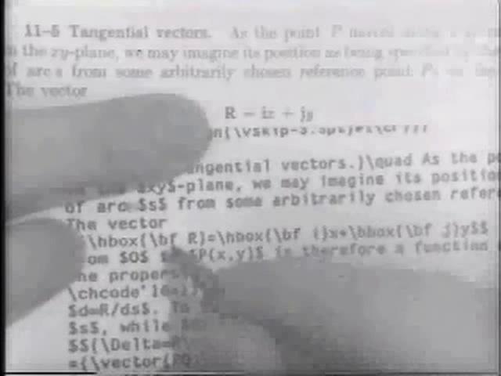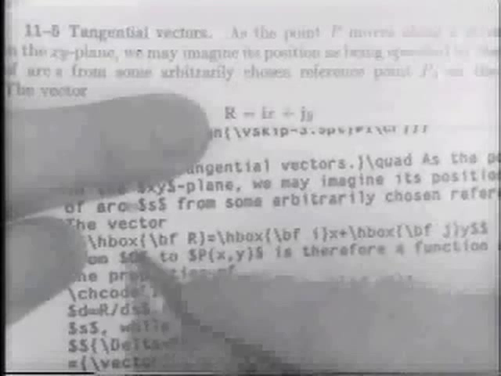Some chosen reference point, P sub zero on the curve. Okay, then you get a vector with boldface in it, and here's the way I had to type that. I had to go out of math, inside the formula, I had to make a box in order to get the boldface R. So I said hbox of bf of R. Now hbox, and I'll talk more about boxes later, is a general purpose way to get TeX to typeset something that goes in a horizontal line.